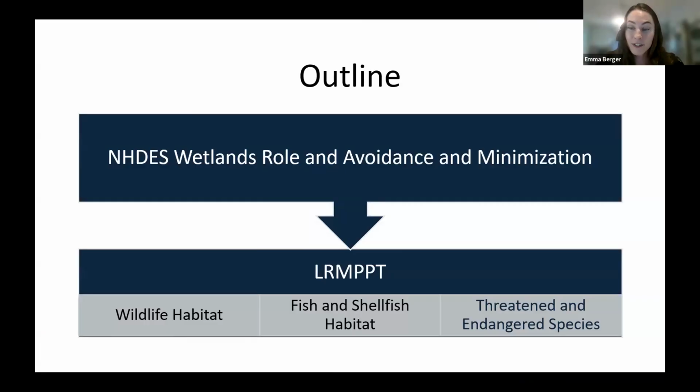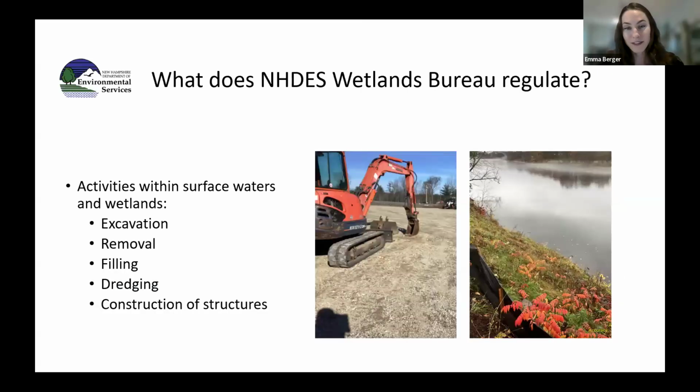This outline is very similar to last week. Last week, I covered what the NHDES's wetlands role is and what avoidance and minimization is when we are assessing criteria and permits. I'm going to do a brief recap of the functions and values that we discussed last week and how this pertains to you as a commissioner. And then we're going to jump in, and by we, I mean Kara. She's going to speak on the topic of wildlife habitat, fish and shellfish habitat, and threatened and endangered species. There will be an exercise associated with each of those functions and values as well.